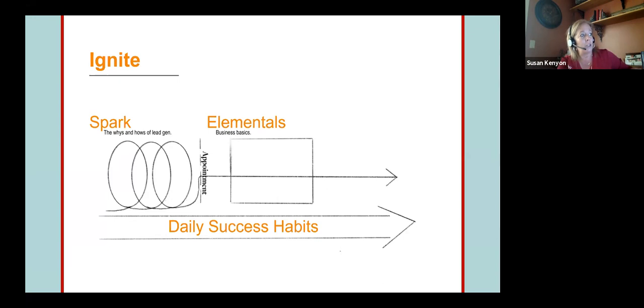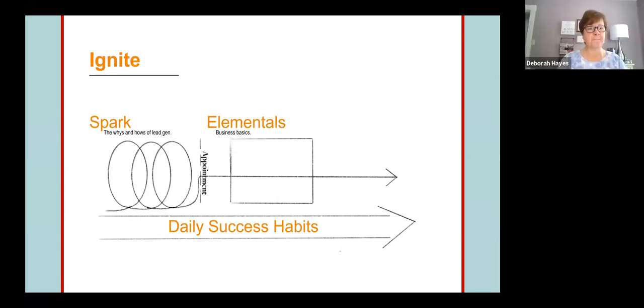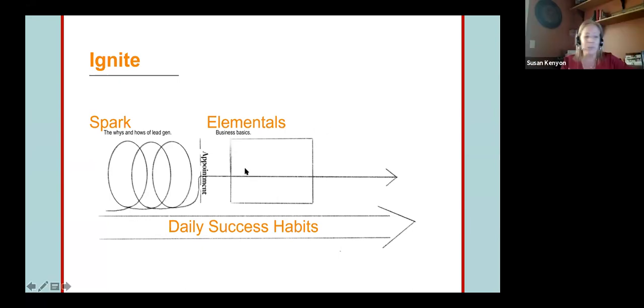Does anyone have questions on the habits? The habits is Spark. The habits is scripting. The habits are going to bring you business so that you can get to the elementals of seller appointments, of buyer appointments, of contracts, of negotiating. We're good? No questions? That's okay. Feel free, people, to jump right in.